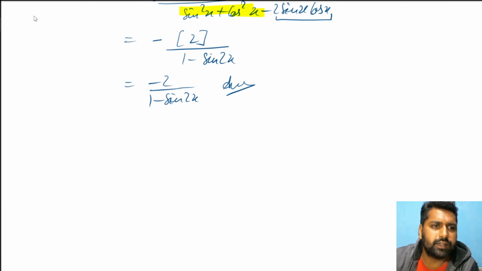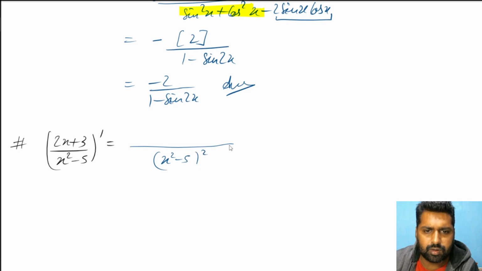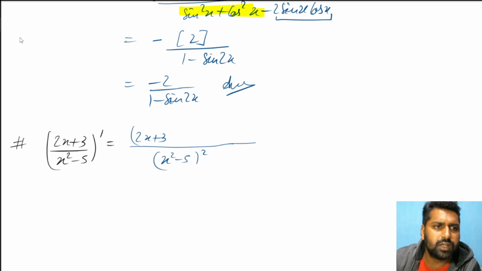It's not like they can give you the question only on trigo. They can give you a question on polynomials also. 2x plus 3 upon x square minus 5, differentiation of this. Let's do the last one. Okay, so x square minus 5, denominator whole square, differentiate numerator first, 2x plus 3 dash. This time I'll do direct, otherwise it will take time. U p. So first we do u dash.